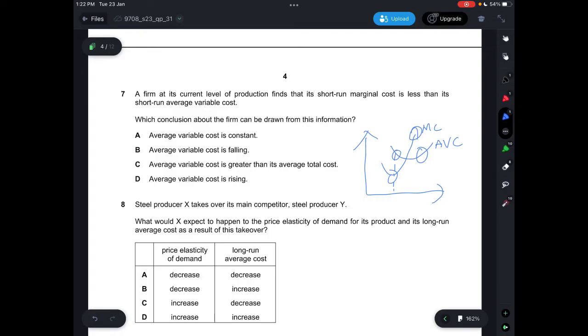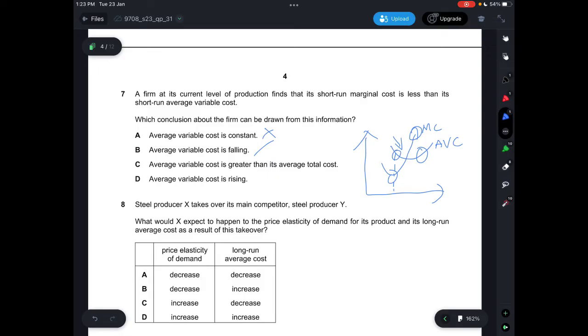may be decreasing, or the marginal cost may be increasing, but then your marginal cost will still be lower than your average variable cost. And then your average variable cost would definitely be falling, because the MC curve would only intersect the AVC curve at the lowest point of the AVC curve. Okay, so A, it says average variable cost is constant, which is not correct because constant means this. So no. B, it says average variable cost is falling, which is correct because like I mentioned, it is dropping. The MC curve will only intersect the AVC curve at the bottommost point of the AVC curve. C, it says average variable cost is greater than its average total cost, which is incorrect.